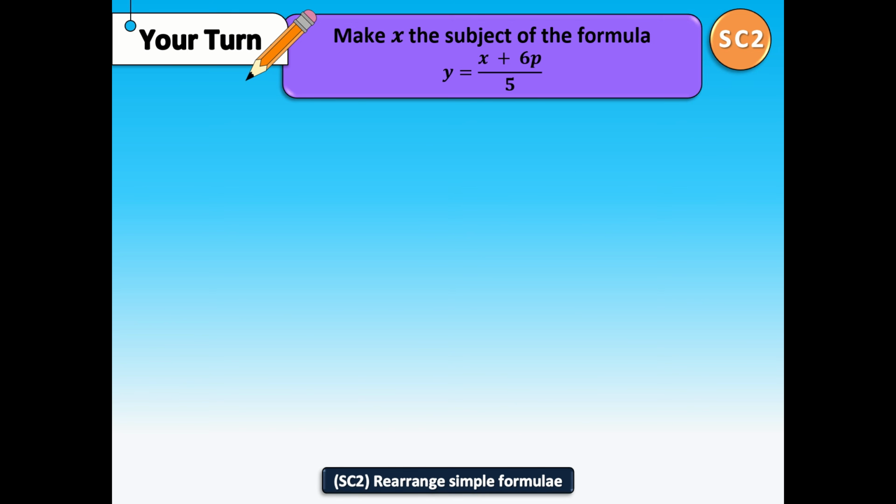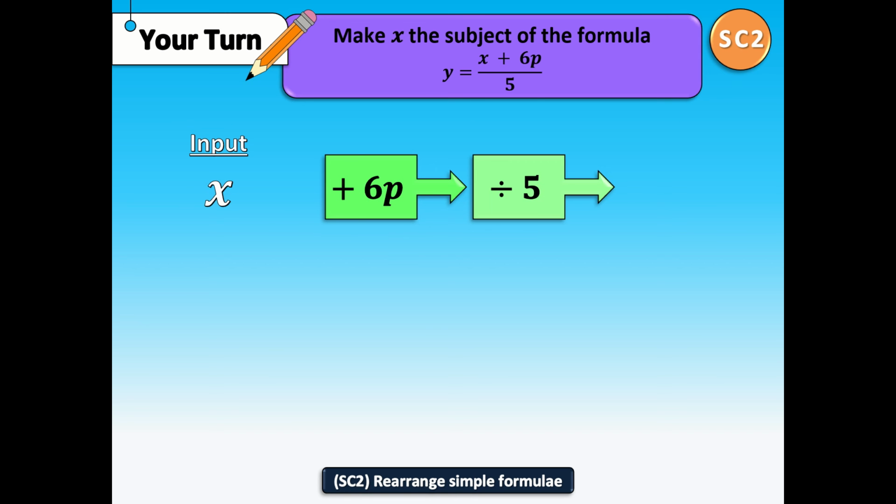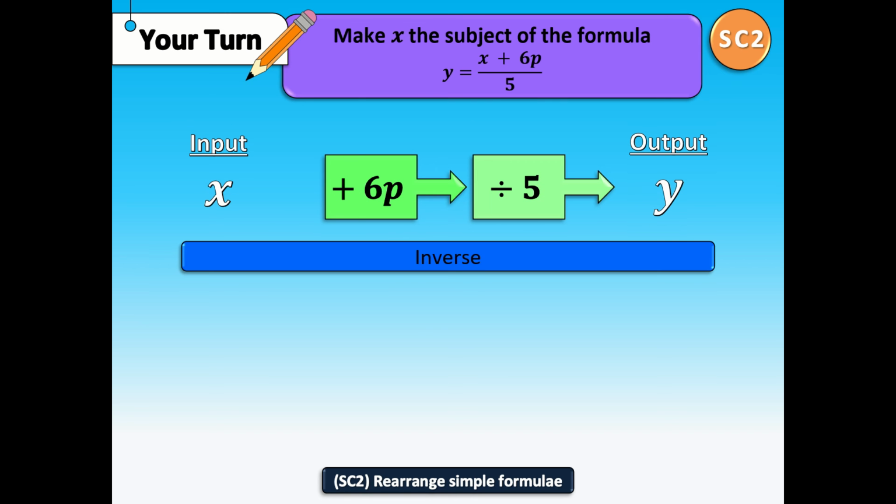Here's a question for you to have a go at. Pause the video, and when you're ready to see what you should have done, press play. So we want to make x the subject of the formula, y equals x plus 6p over 5. So we write down as a function machine what we're doing to x. Well, we're adding 6p, then we're dividing by 5, and that gives us y.